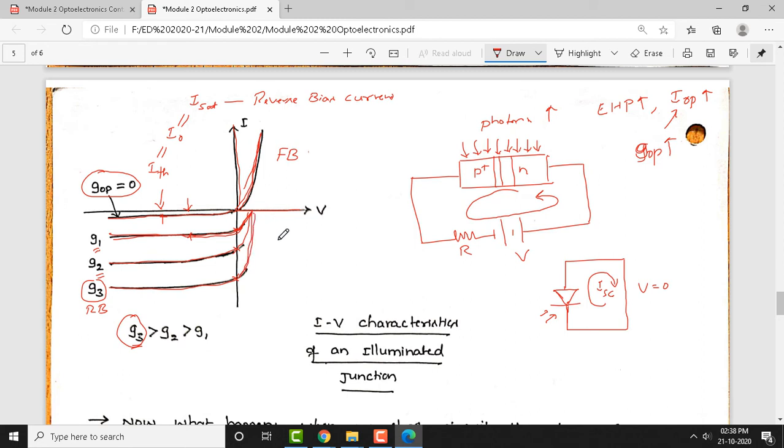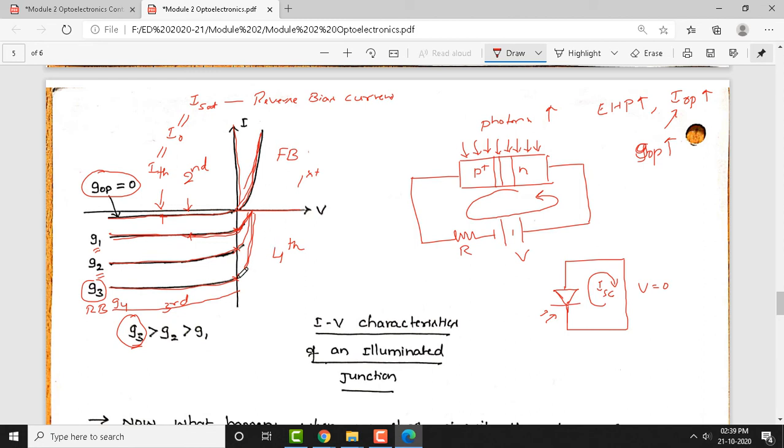That means the quadrant we are discussing here is the fourth quadrant. Reverse bias will usually be in the third quadrant. Forward bias will be in the first quadrant, and the second quadrant is of no significance, so we are going to ignore it. The third and fourth quadrants are very important for optoelectronic devices. In the third quadrant, as you increase the photons, more and more current flows. If you have one more curve here, due to a large amount of photons, you may get another generation rate G4.